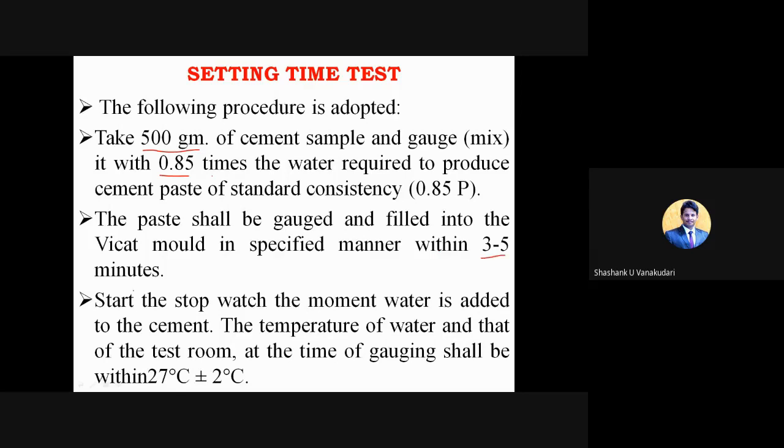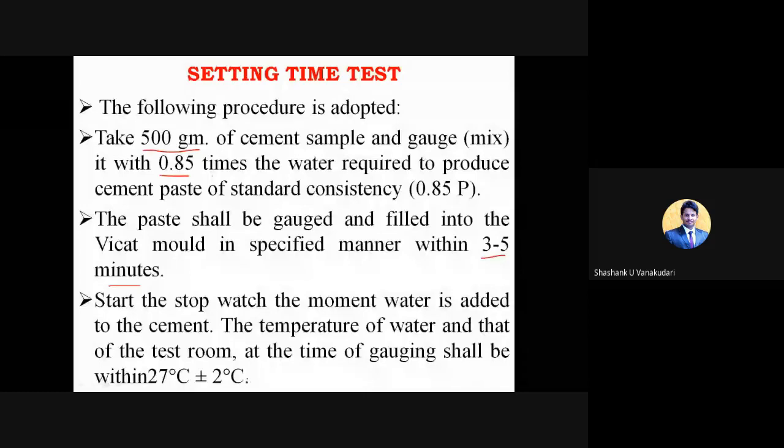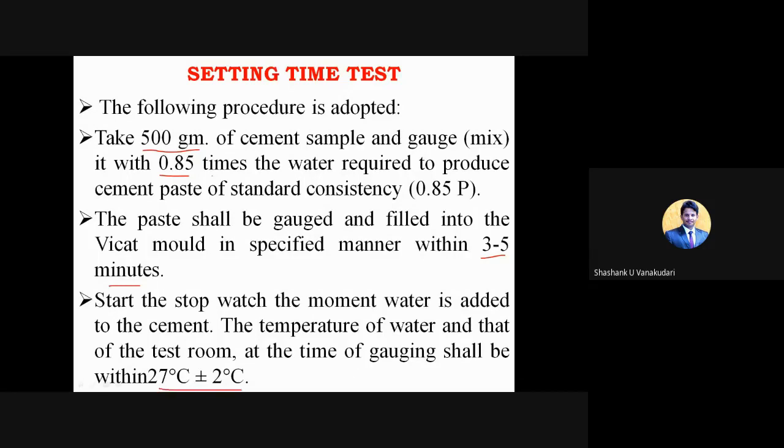I am briefing out the points whatever I have noted down here. Clear? And some standards things will be there. You have to note down the time soon after adding the water to the cement paste, and the temperature we need to maintain is 27 degrees plus or minus 2. That is the room temperature, because it is going to vary a lot.